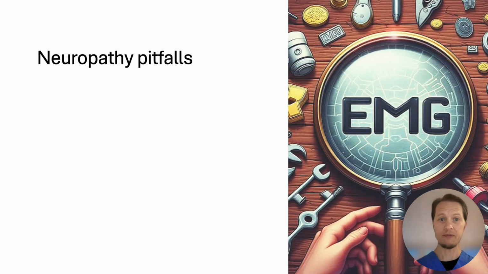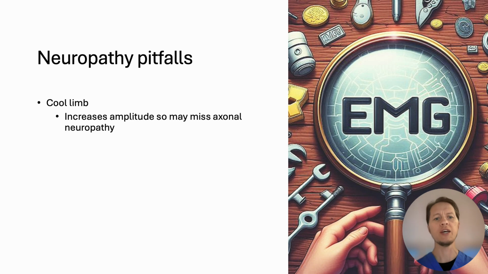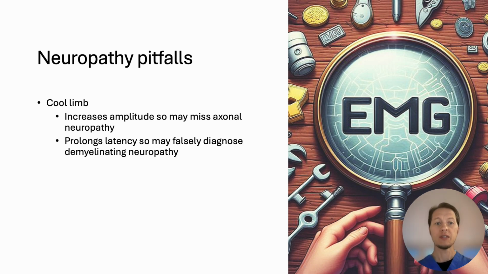Conversely, how about some pitfalls? What are some things that happen? The big one with neuropathy is having a cool limb. We talked about this in the first case. If you have a cool limb, ion channels stay open longer, increases your amplitude, so you're going to miss a potential axonal neuropathy. Similarly, it can prolong the latency so you can get a false positive of a demyelinating neuropathy, both things you don't want. So warm the limbs.